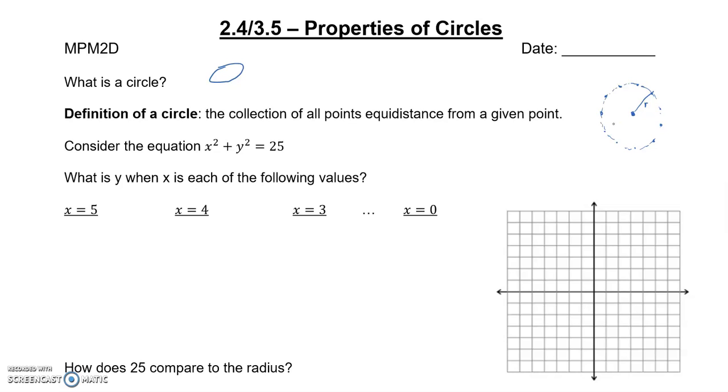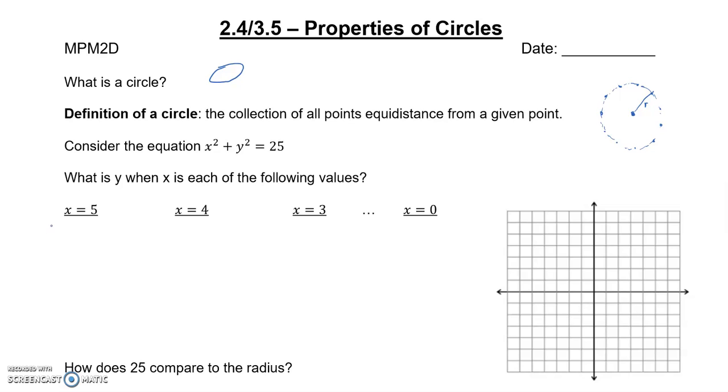Consider the equation x squared plus y squared equals 25. This is actually the equation of a circle. But let me actually prove that to you and show you why that works. Let's consider a few things. What we want to do here is find what the y value is when x is each of the following values for this equation. So if x is 5, let's just sub this in here.